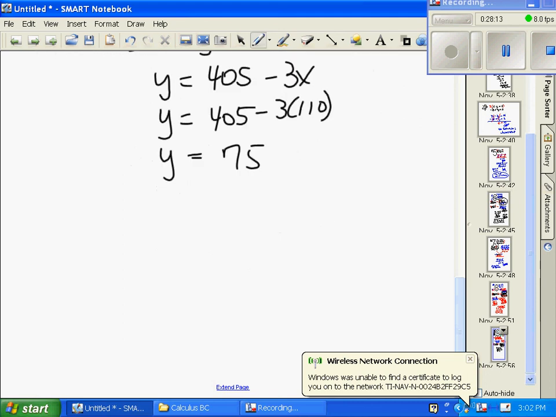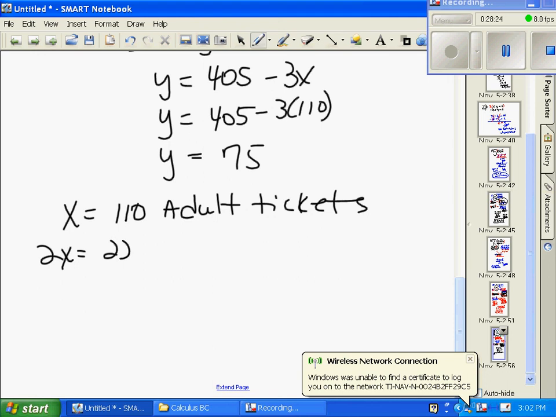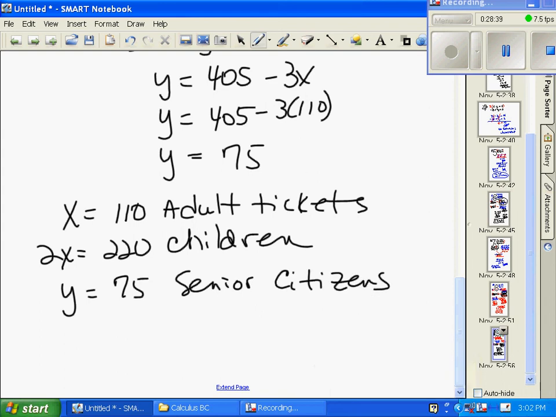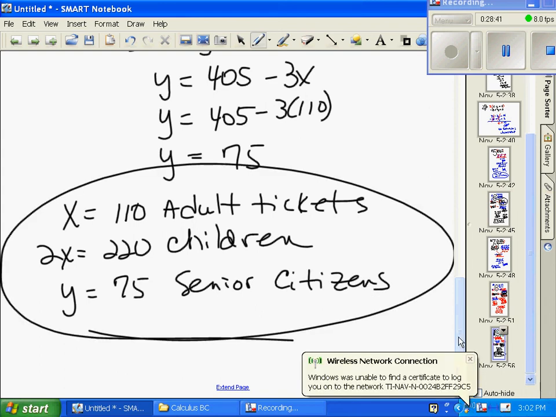So here's what we have. X is equal to 110 adult tickets. 2x would be 220 children. And y is equal to 75, which are the senior citizens. And that is how we do those story problems.